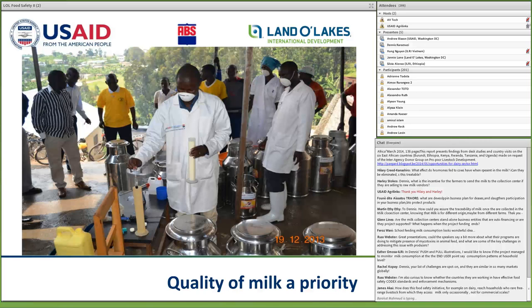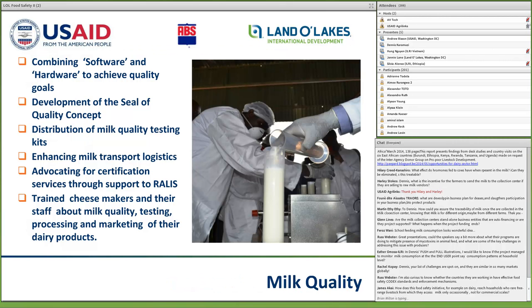It demonstrates somebody at a milk collection point testing the milk as they receive it. And at that point, before they reject or approve, they will have tested the quality of it. So we have distributed kits all the way. And so what we combine is both the software, which is the knowledge from the training, and then the hardware, which is a mix of the kits and the actual equipment, the bulk collection equipment.